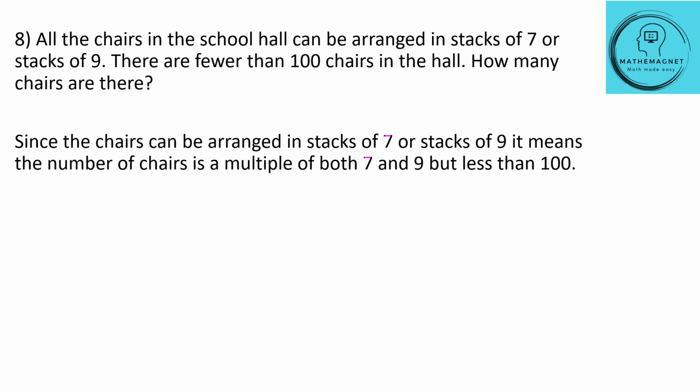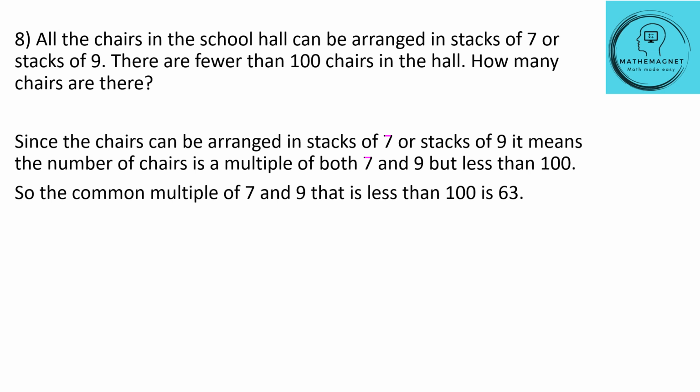But they are saying the number of chairs is less than 100. So, which means this multiple is a common multiple of 7 and 9, but the value will be less than 100. So if we see the multiplication table of 7 and 9, the common multiple will be 63, and this also meets the condition that it is less than 100. So the number of chairs in the hall will be equal to 63 chairs.